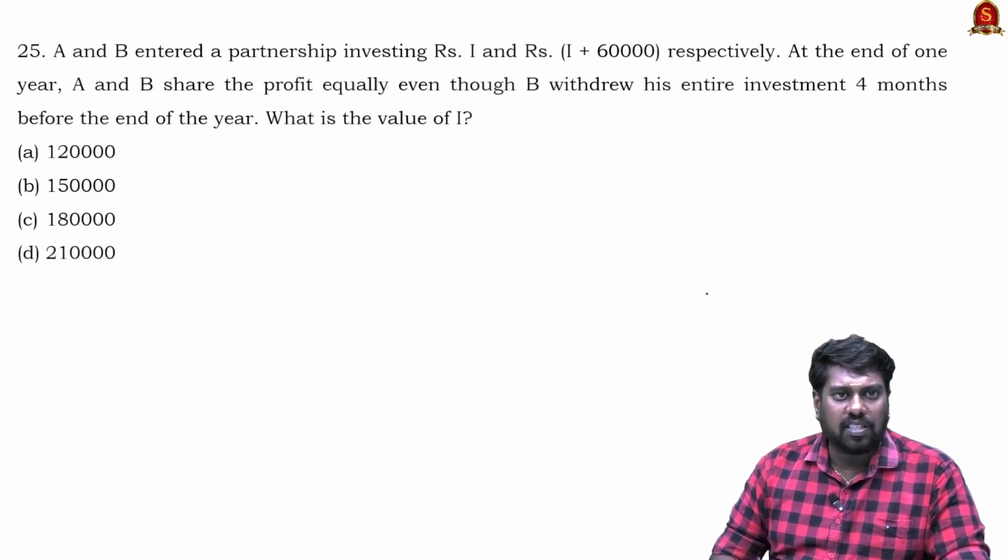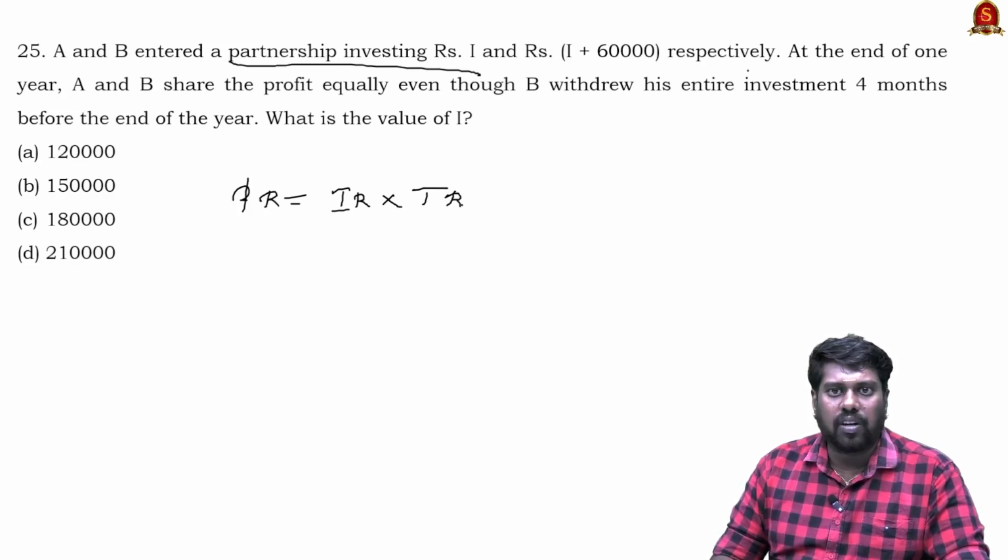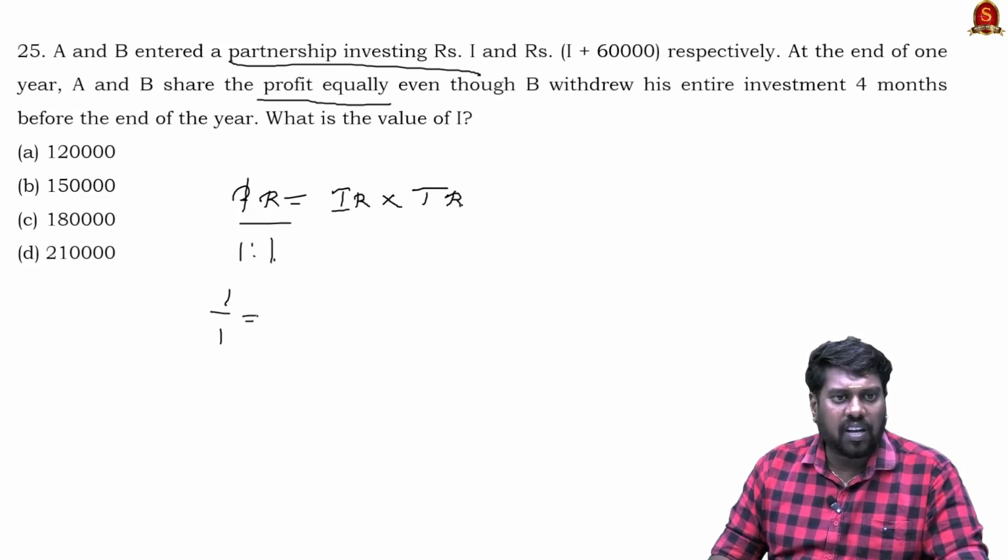The next question. This is a partnership based question. Whenever we get into a partnership based question, one formula must directly come into your mind. What is that formula? Profit ratio is equal to investment ratio into time ratio. Here an important key is given in your question: the profit is equally shared. A and B share the profit equally, which means your profit ratio is 1:1. That's all. Very simple.